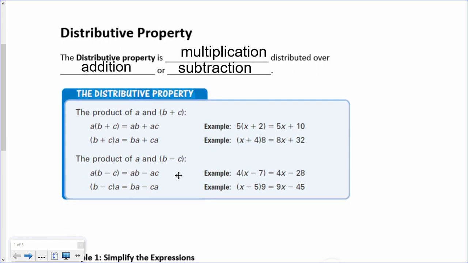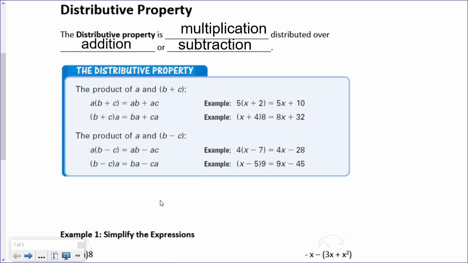It will work the exact same way if there is subtraction inside the parentheses. Again, you multiply the stuff on the outside with the things on the inside. The only thing with subtraction that you need to be aware of is that you always want to include the subtraction sign with the number that's right behind it. So, for example, in this example, 4 is getting multiplied with x, but it's also getting multiplied with the negative 7. So we have 4 times x gives you 4x, and 4 times negative 7 gives you negative 28 there. Okay?